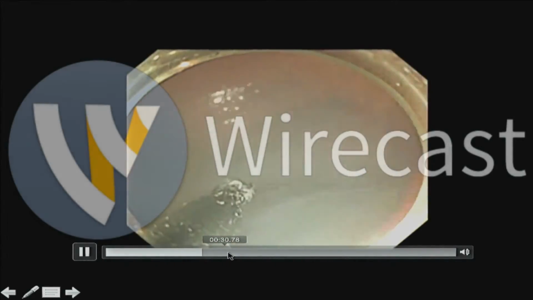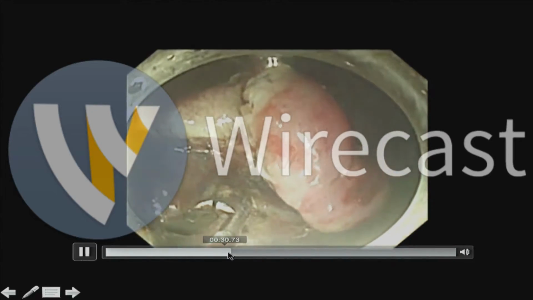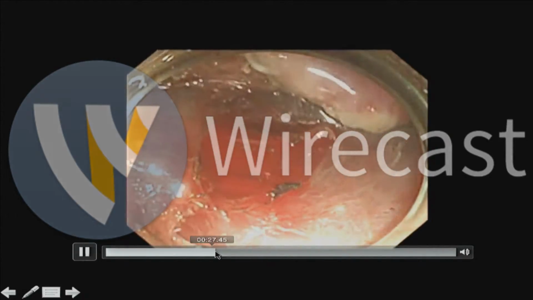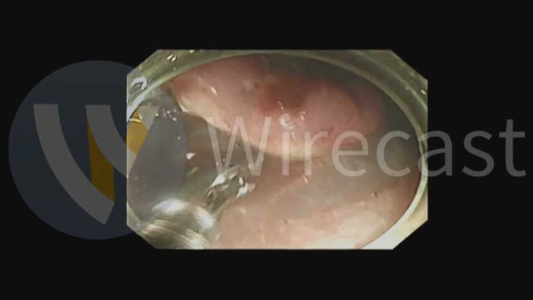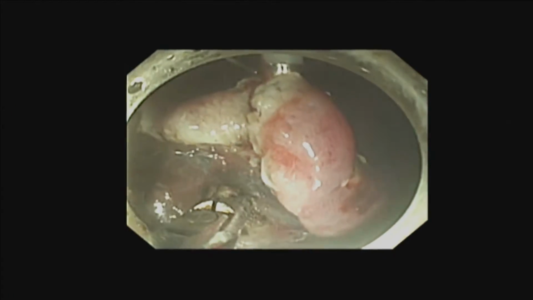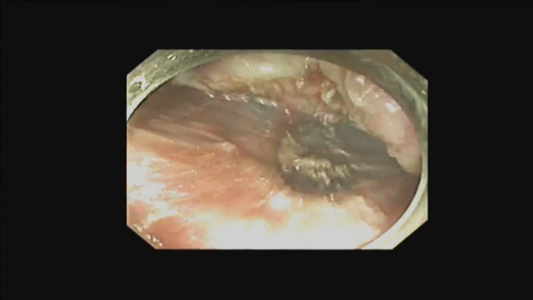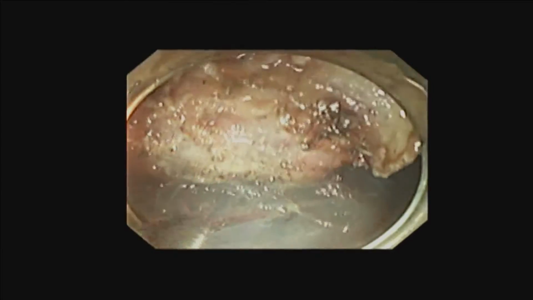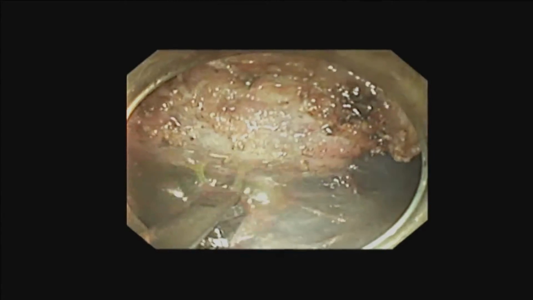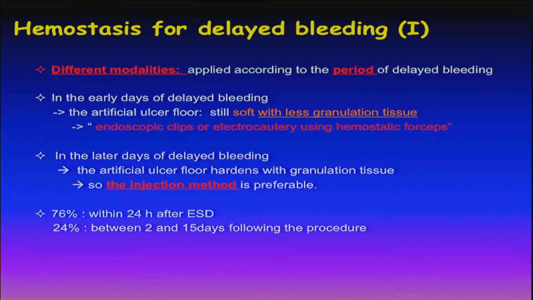Let's go fast. After that, okay. Bleeding again. Then it seems to be pumping. I changed my mind and used the hemostatic forceps, which is suitable for this case, like this. Delayed bleeding is a little bit different.